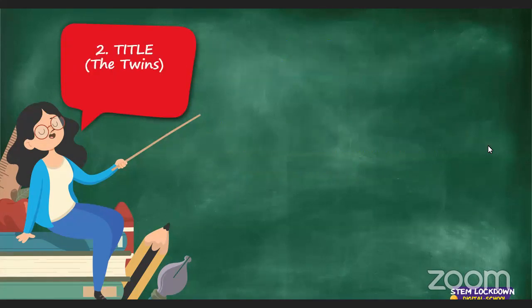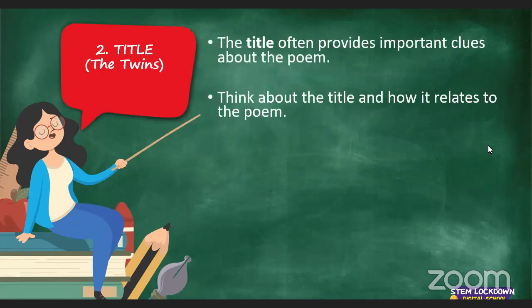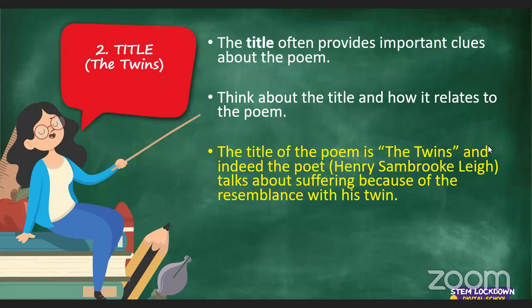So the other thing that we spoke about last week was the title. I'm sure everybody remembers what we said about the title. We said that it often provides important clues about the poem. So you need to always think about the title and how it relates to the poem, right? And we said that the title of the poem, The Twins, indeed, the poet Henry talks about suffering because of the resemblance with his twin.